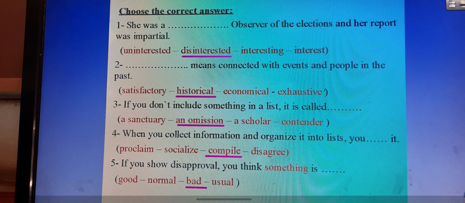Now let's practice. Number 1, she was a disinterested observer of the election and her report was impartial. Number 2, connected with events and people in the past, historical. If you don't include something in a list, it's called an omission. When you collect information and organize it into lists, you compile it. If you show disapproval, you think something is bad.